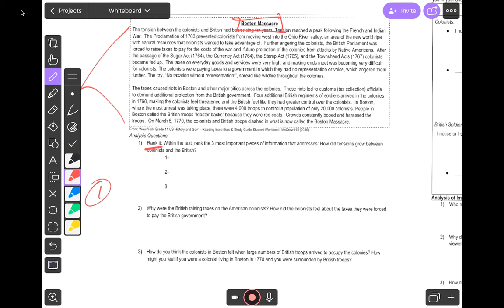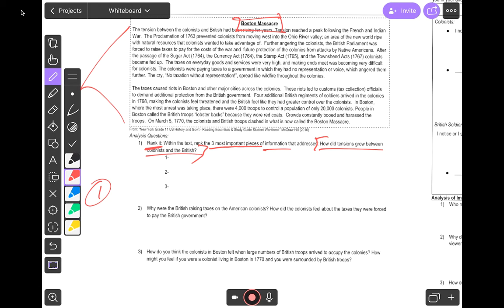All right, so we're trying to figure out, in your view, what are the 3 most important pieces of information that address this question? How did tensions grow between the colonists and British? So in the text, I want you to highlight or underline what you think are the 3 most important pieces of information that answer this question. Okay? And what we're trying to do is figure out what in the text is most useful for understanding this question.